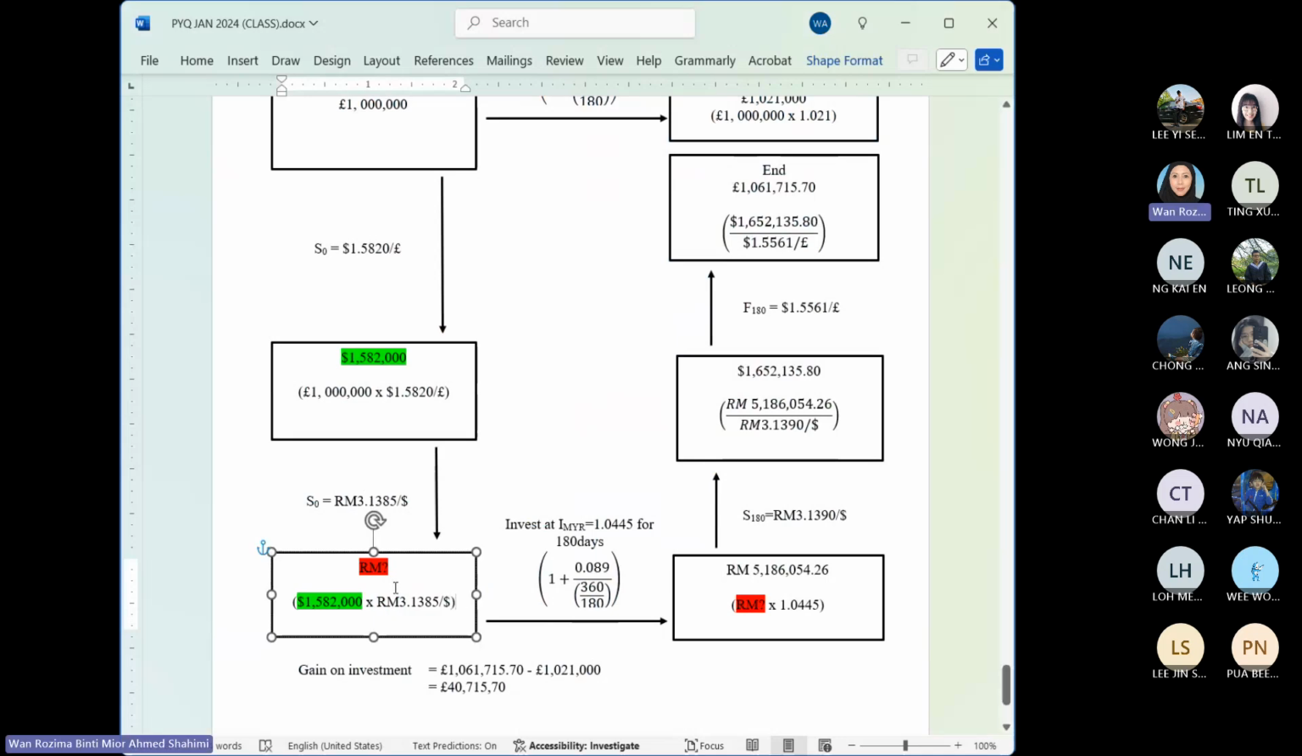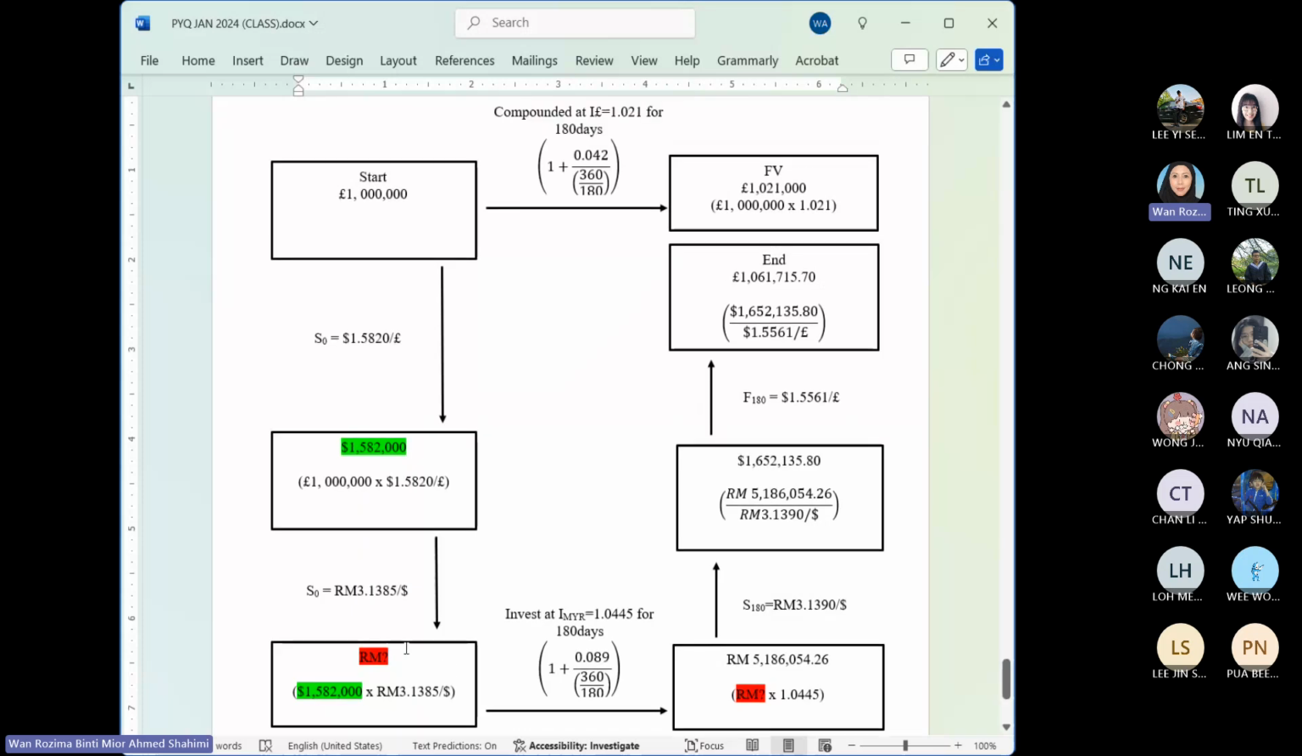Okay, then you will get the ringgit Malaysia in red color. Once you get this, remember the question asks that Mr. Cranner is intrigued to invest for 6 months in Malaysian markets. So, invest in Malaysia.